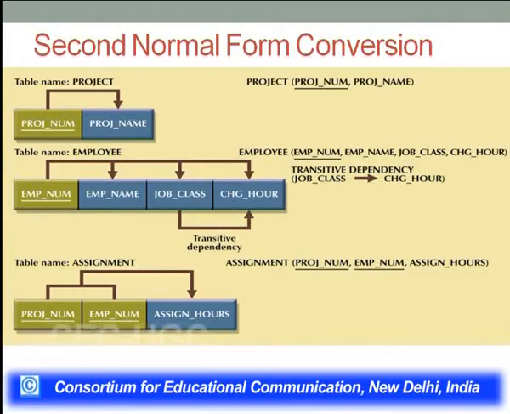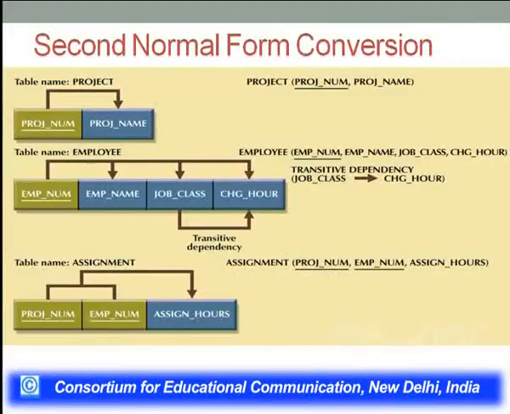Then the third table which is created is the assignment table, where we have the composite key, project number and employee number, and this together determines the value of assigned hours, that is how many hours one employee has worked on the project. So, the third table uses a composite key, whereas the first and the second tables use a single attribute key.